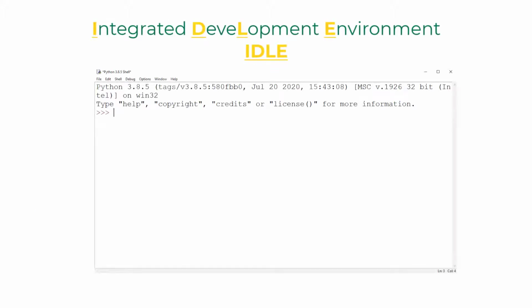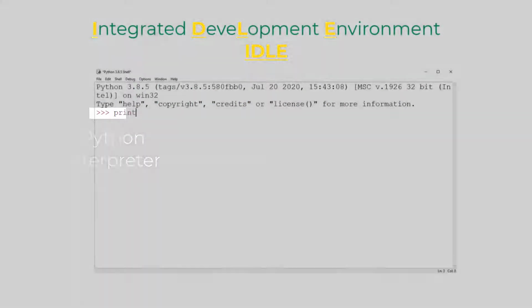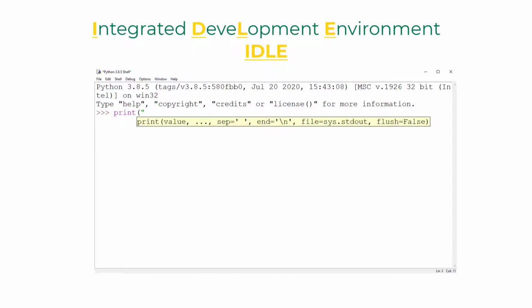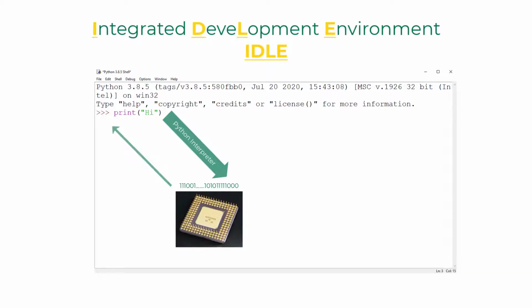Alright, hoping that you install Python language on your computer, you would have access to what's called an integrated development environment, IDLE. Notice the prompt here. This is where you have direct access to the Python interpreter. When you enter a valid code statement and press the enter key, the code is converted to machine language by the Python interpreter and directly executed by the CPU, and you get the output.